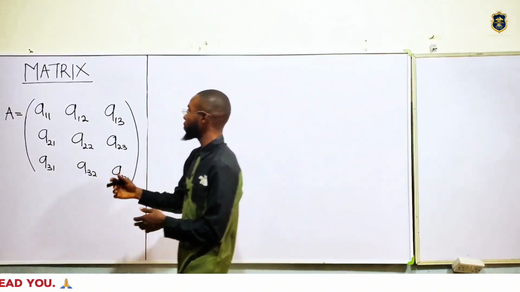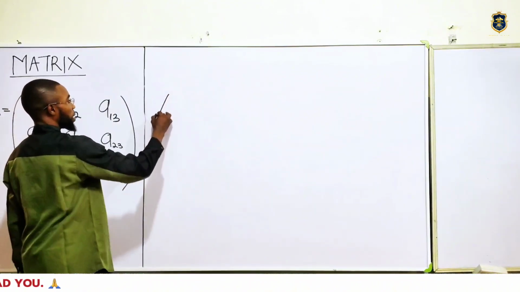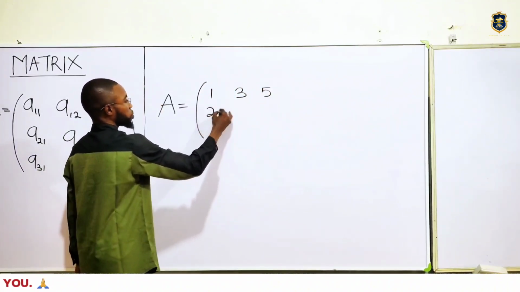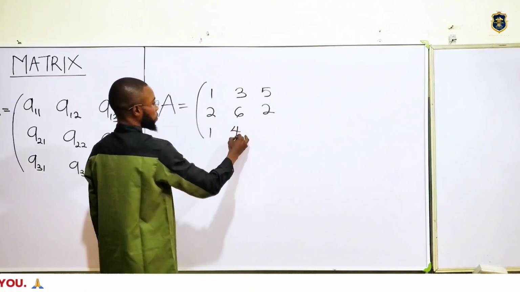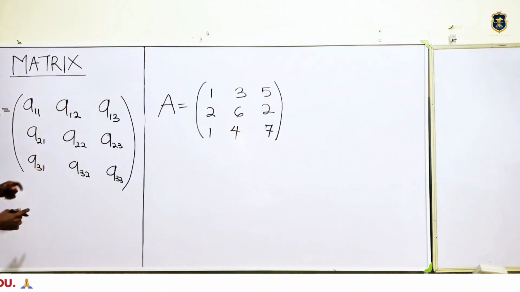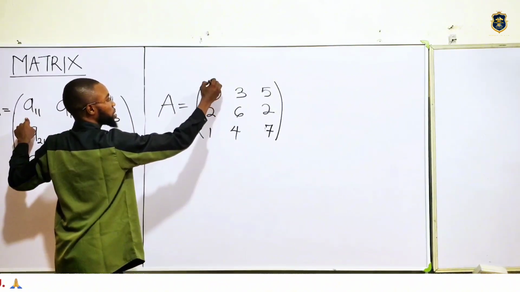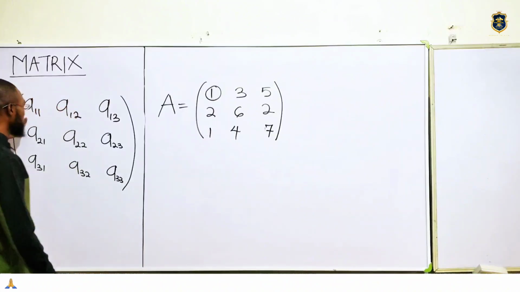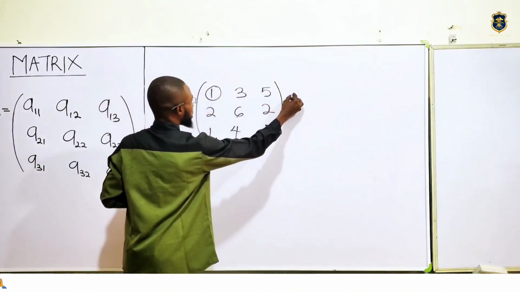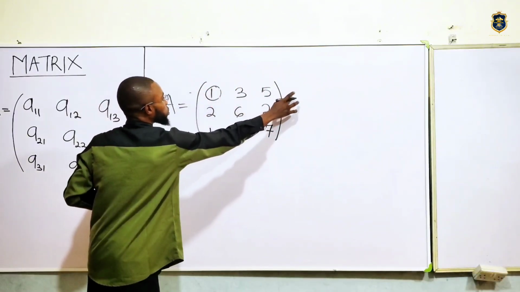Now look at this. In this form, we wrote A11. What this means is that in this matrix, let's assume we have A: 1 3 5, 2 6 2, 1 4 7. Right? This element A11, which is this number 1, in this part of the matrix, is row 1 column 1. This 1 1 means row 1 column 1 because number 1 is at row 1, and it is at column 1. So we have matrix row 1 column 1.